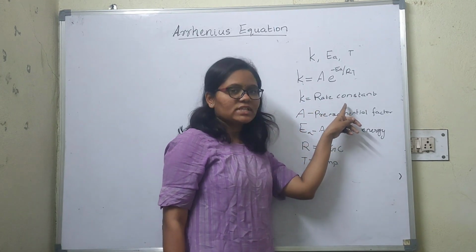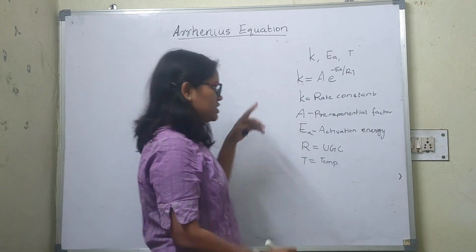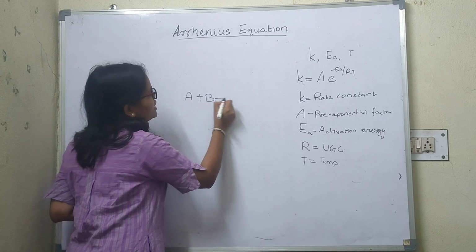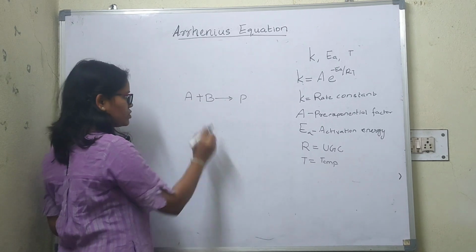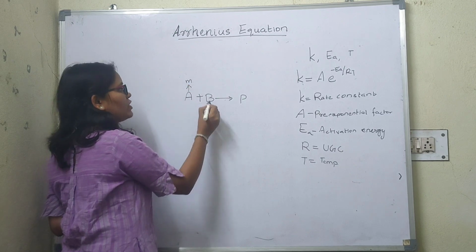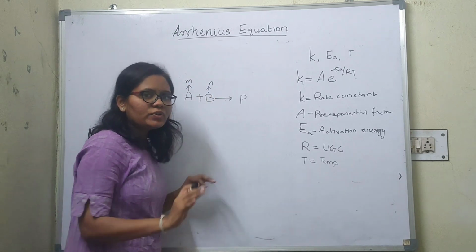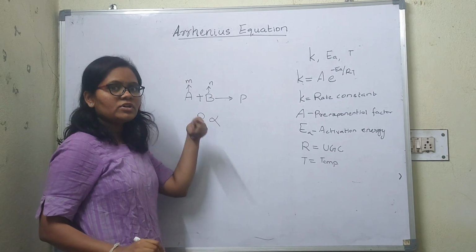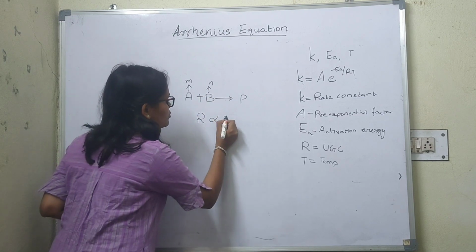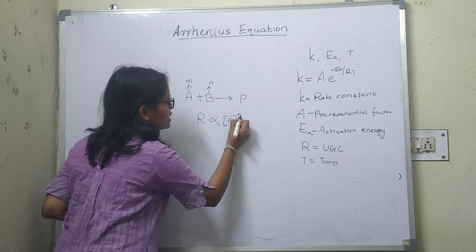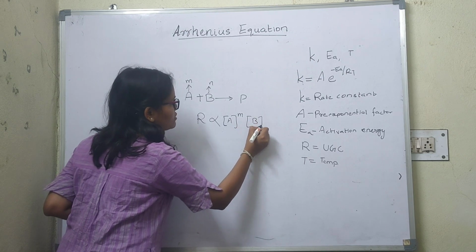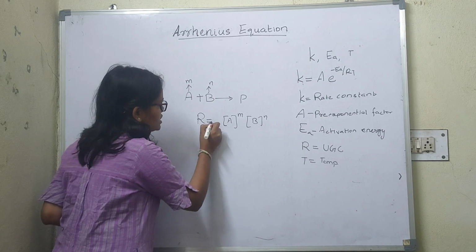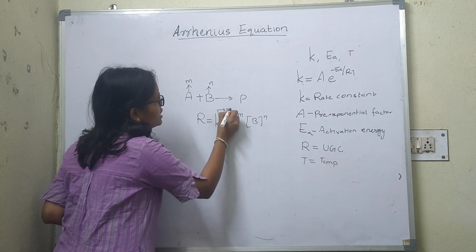So I hope you know what a rate constant is. I'll explain it here. Suppose consider this reaction, A plus B giving rise to product. And suppose the order with respect to A is m and order with respect to B is n. We know that the rate of any reaction is proportional to the concentration of the reactants to the power of their order. So rate is proportional to [A]^m [B]^n. Now when I remove this proportionality symbol, I can put a constant here. This constant is the rate constant.